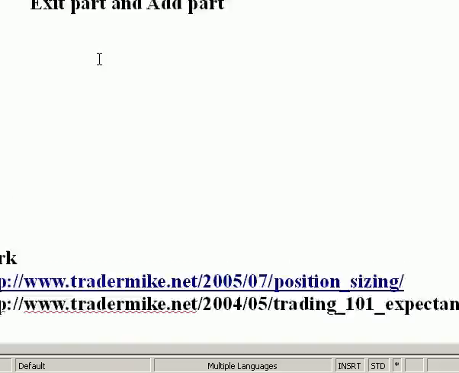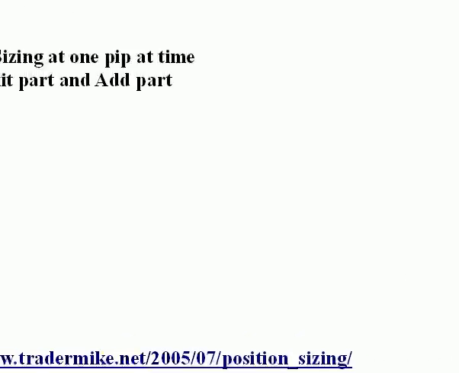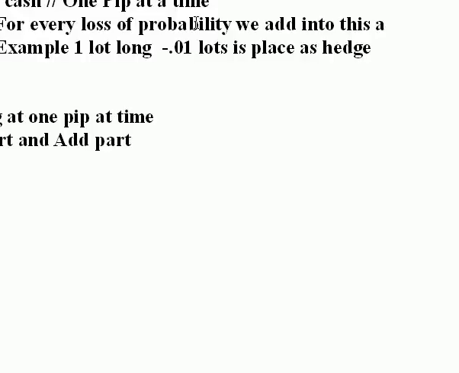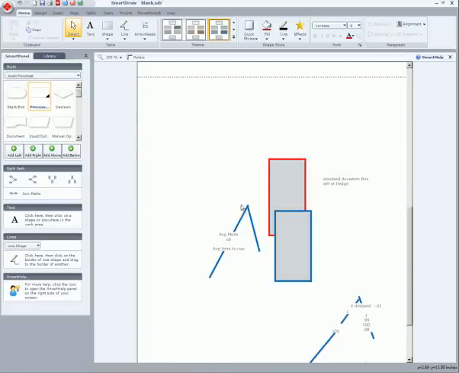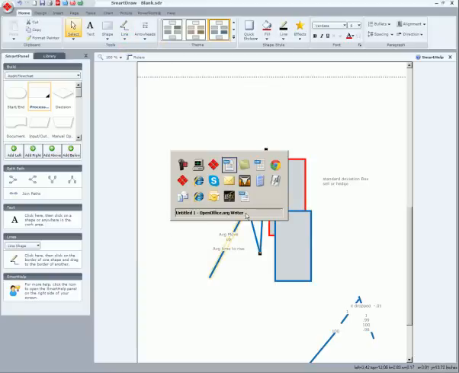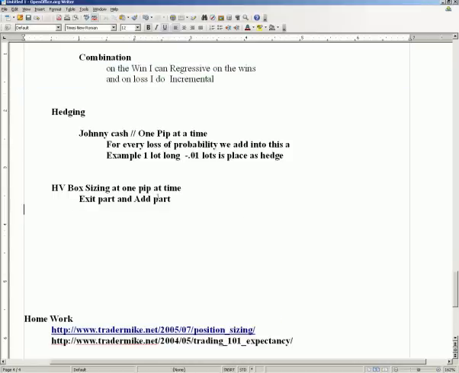Now, there's one I use. It's called hedging, and it's really the Johnny Cash method. Johnny Cash works like this. It's one pip at a time, and I'll make this mine. So what I do is I look at this, and I say, here's my D zone indicator. 80% of the time it goes into this range, and 80% of the time it'll stay in this range. As I approach the top of the range, I slowly sell off. This is an advantage in Forex. I slowly sell off. I exit part.